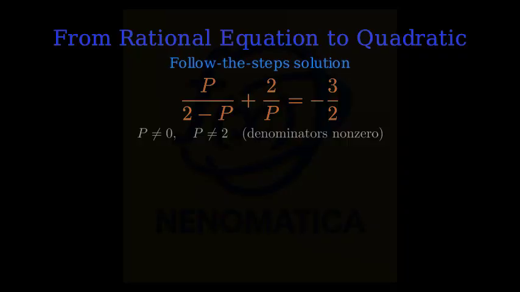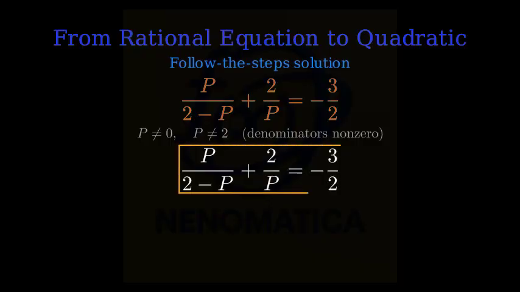The key first step is to clear fractions by multiplying both sides by the least common denominator. The denominators we see are 2 minus p and p. So the least common denominator is 2p times the quantity 2 minus p. Step 1. Multiply every term by the common denominator.